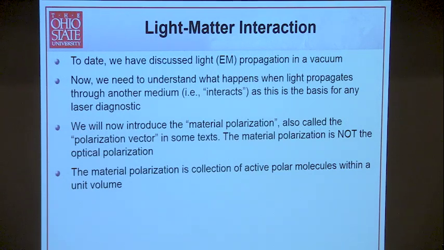So the material polarization is the collection of active polar molecules within a unit volume. If you remember from chemistry what a polar molecule is, you have the atoms in the molecule, and each one of those has a level of electronegativity. And it's the net distribution of electrons when they covalently bond these atoms together. So they all have electronegativity, and when they're bonded together, it depends on how the net distribution ends up.